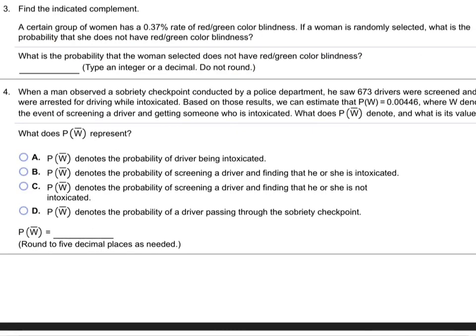Number 3. Find the indicated probability. A certain group of women have a 0.37% rate of red-green color blindness. Who has color blindness more? Yeah, men, a lot more, huh? Way more. I don't know what the numbers are, but it's very rare for women to be colorblind. 0.37%, let's say. Now notice that's 0.37 percent. It's not just 0.37.